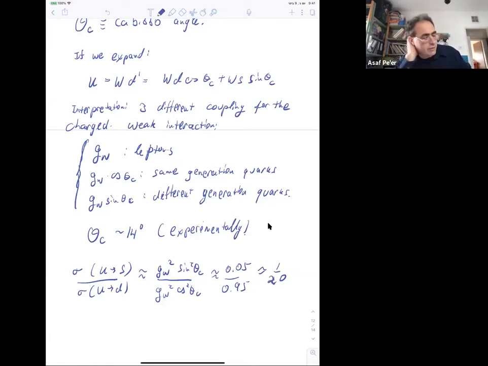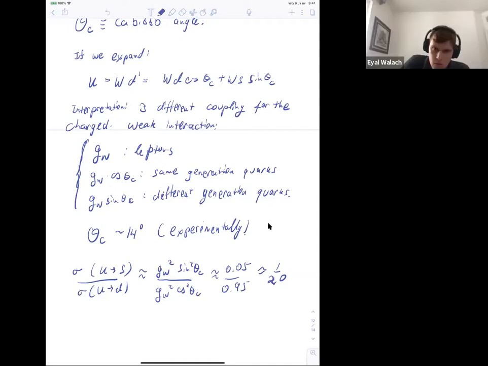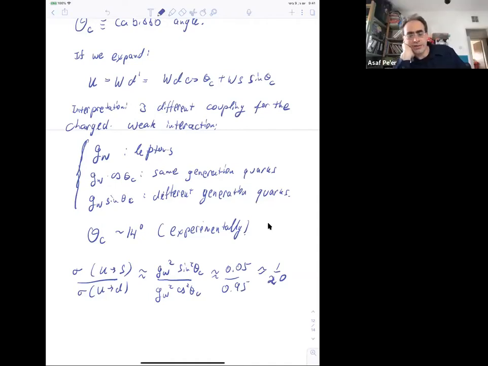Now, this is sort of a historical way of describing it. And the reason why I use the S is because the S was discovered before the C, the charm quark. So when Cabibbo worked it out in the 1960s, people didn't know about the existence of a charm quark. They knew about the U, the D, and the S.